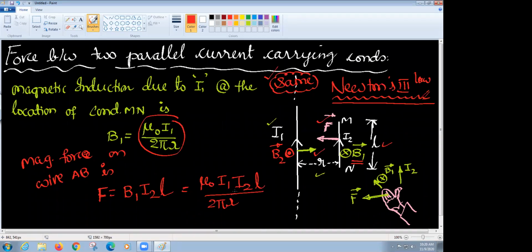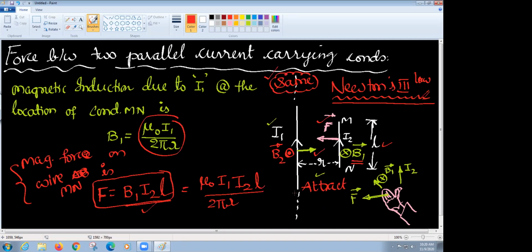Otherwise, simply I can say this is magnetic force between two wires. See, I can have two comments. One comment is I can say magnetic force on wire AB. I took AB here, I took MN, right? Magnetic force on wire MN is B1 I2 L. Or simply I can say this statement as magnetic force between these two wires is again the same B1 I2 L. And B1 I know, I2 L, just plug in here, that's it. So now what you have is that they tend to attract.